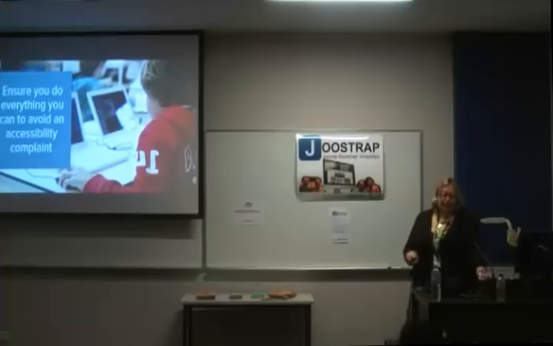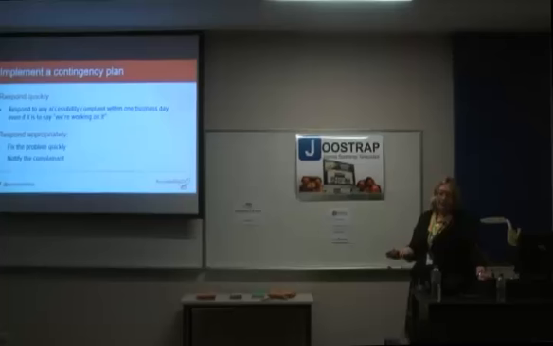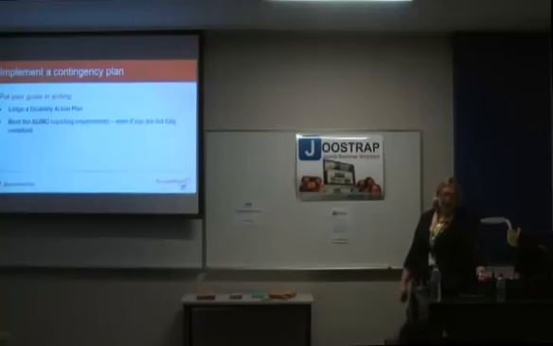Make sure you do everything you can to avoid accessibility complaints. So basically that means respond quickly. Even if it's a case of saying, we got your message, we're not quite sure what we're doing, but we're working on it. Respond appropriately, fix the problem. You do need to bend over backwards when you get an accessibility complaint. You really need to spend the money, spend the time, whatever's required to make sure that issue is fixed. And also notify the complainant that you've actually fixed it. Don't just leave them hanging.